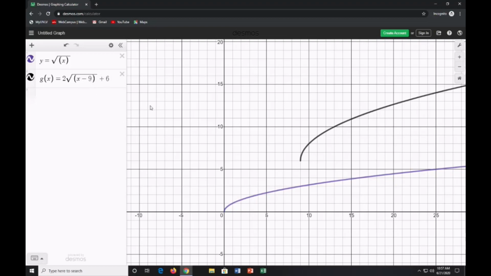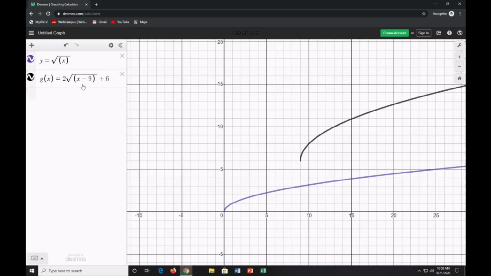What is h in this case? The h is positive 9, right? Because the general form is x minus h. So we have x minus 9, which means h must have been positive 9. If it's positive 9, notice how the original vertex for the purple one, which was at 0, 0, has moved how many units to the right? 9 units. And how many units up? 6 units, right? We could have predicted that without looking at the graph.